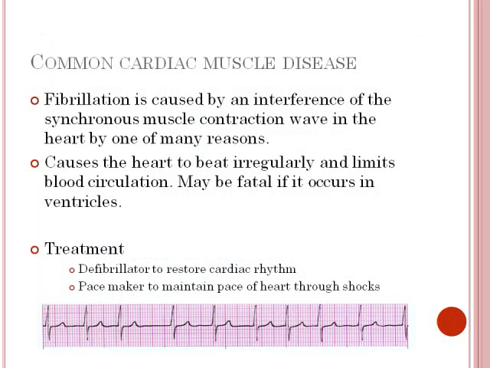A common cardiac muscle disease is fibrillation. It is caused by interference of the muscle contraction waves in the heart by many reasons. It can be caused by the heart beating irregularly, which limits blood circulation. It can become fatal. Treatment is a defibrillator to restore cardiac rhythm, or a pacemaker to maintain the pace of the heart through shocks.